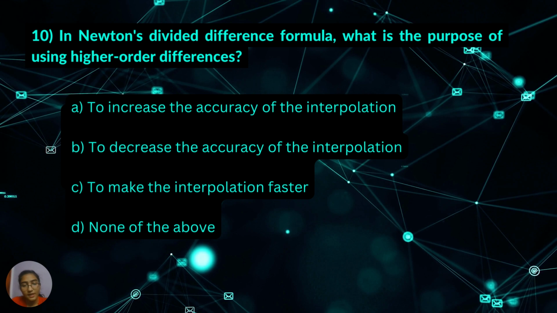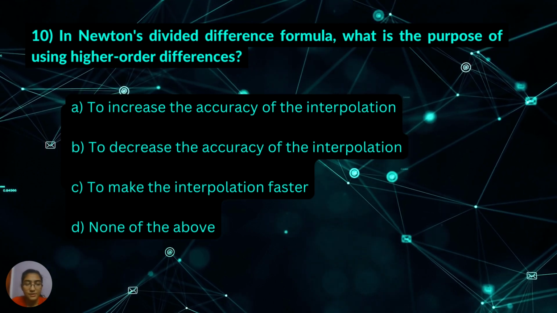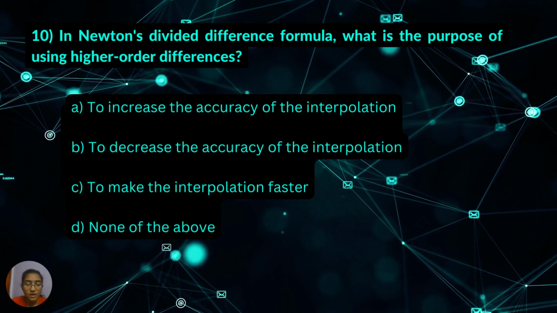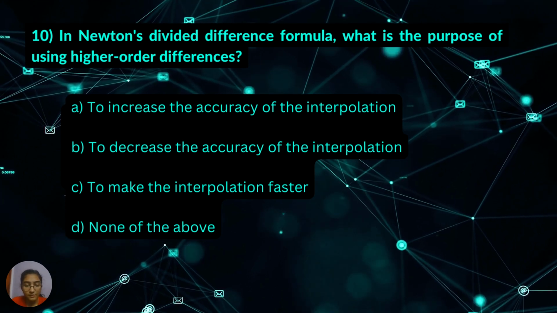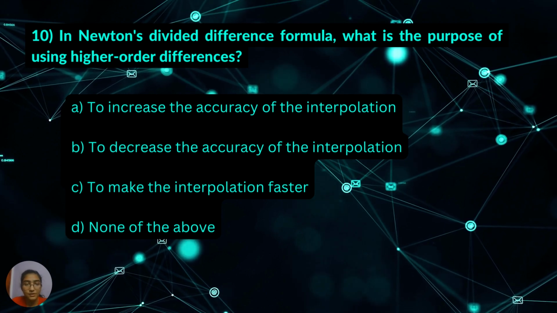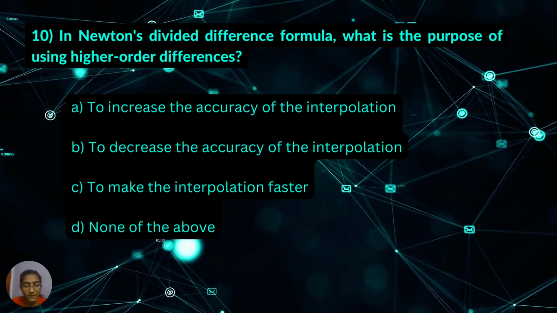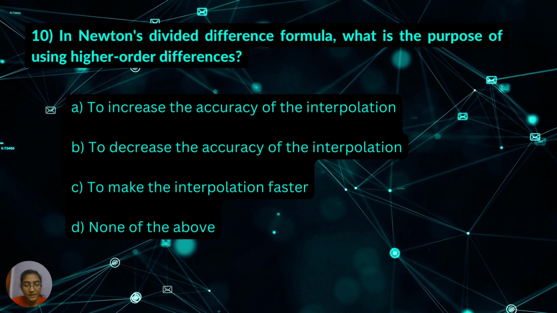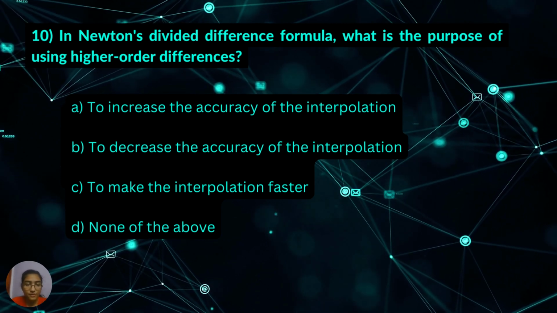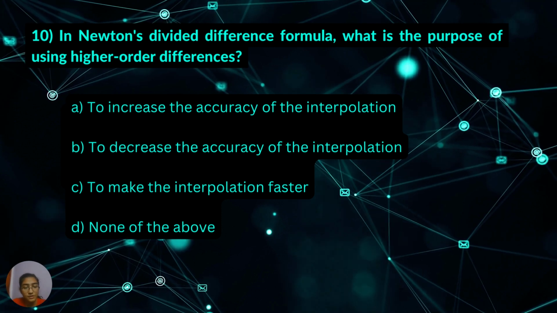A. To increase the accuracy of the interpolation. B. To decrease the accuracy of interpolation. C. To make the interpolation faster. Or D. None of the above. So the main purpose for Newton divided difference formula, why we use Newton divided difference, is obviously to increase the accuracy of the interpolation, not to decrease.